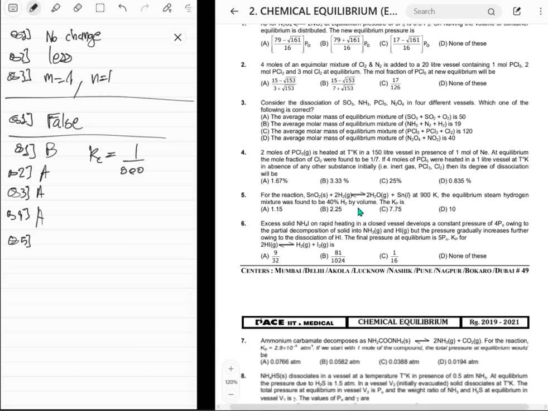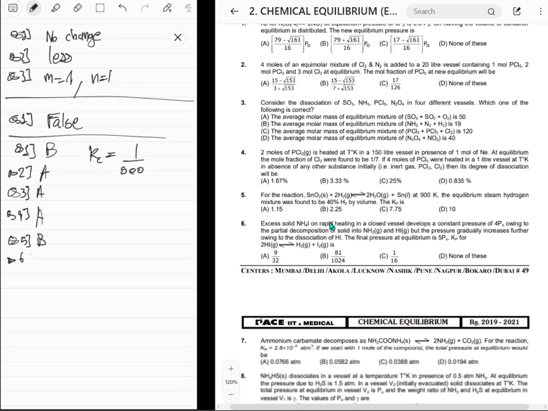The equilibrium steam hydrogen mixture was found to be 40% H2. That means 60% H2O. So it's just 6 by 4, that's 6 by 4 squared, right? So it's like 3 by 2 squared, which is 2.25. Yeah, that is the Kp. So question number 5, B. Pressure doesn't matter in this case. Question number 5 is B.